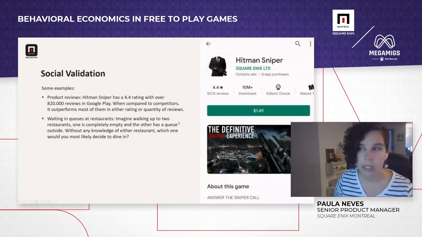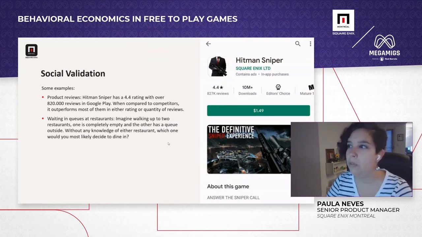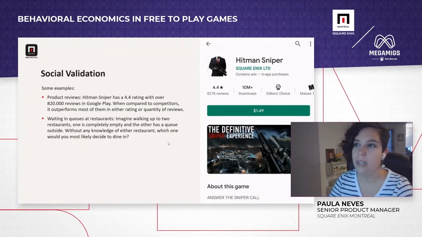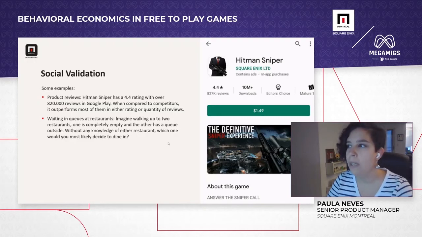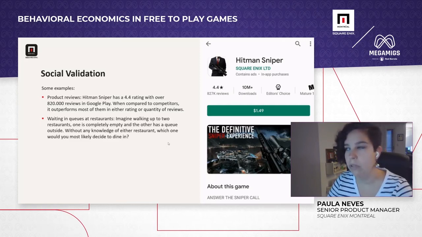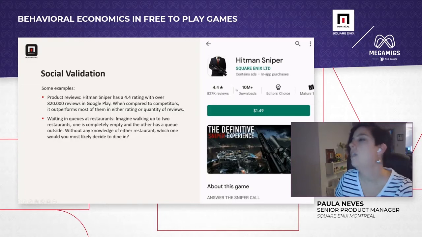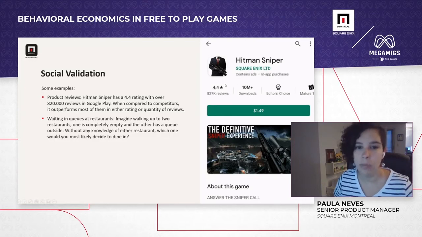As an example, in games, we have Hitman Sniper, one of the games that I cited that is from our studio. It has a 4.4 rating with over 820,000 reviews in Google Play. When compared to competitors, it outperforms most of them in either rating or quantity of reviews, right? So when users look at this in the store, at the rating and how many reviews and also how many downloads this game has, they are immediately more drawn to this game than to others that don't have such high or good numbers, right?